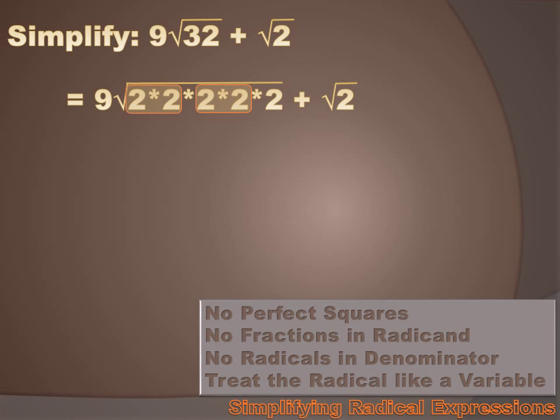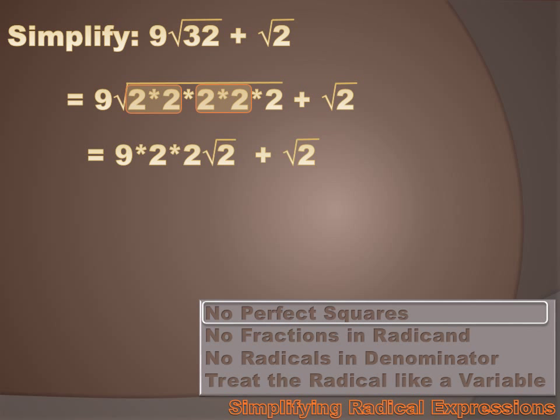Now, I've got 2 times 2s. I've got 2 perfect squares. And I'm not allowed to have any perfect squares. So I can take those out of the radicand. And for each pair of 2s, on the outside of the radicand, I'll have just a single 2. So I've got 2 pairs of 2 inside the radicand, I'll have 2 2s outside the radicand. And it'll rewrite as 9 times 2 times 2 times the square root of 2 plus the square root of 2. That simplifies to 36 times the square root of 2 plus the square root of 2.